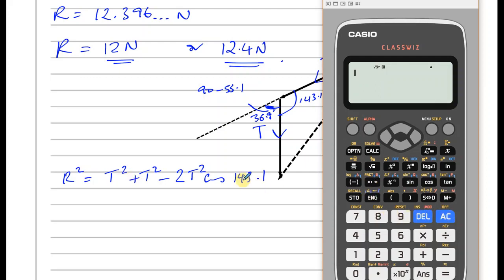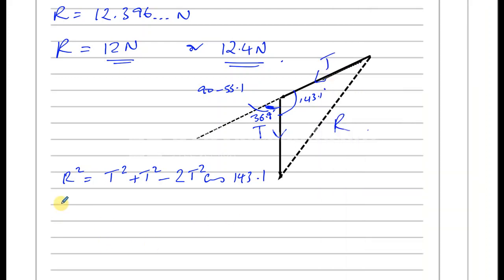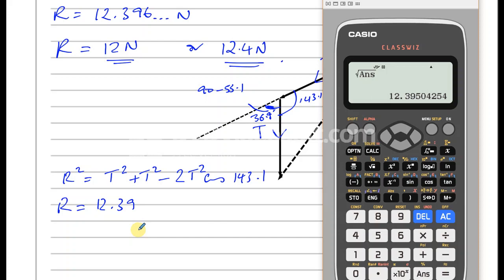So I'll have 2 times A squared, minus 2 times A squared, times cosine 143.1. Then I find the square root of that, and it gives me almost exactly the same answer, 12.395. So R equals 12.395. This gave me a slightly different answer. Why? Because I didn't use the exact value for this angle.